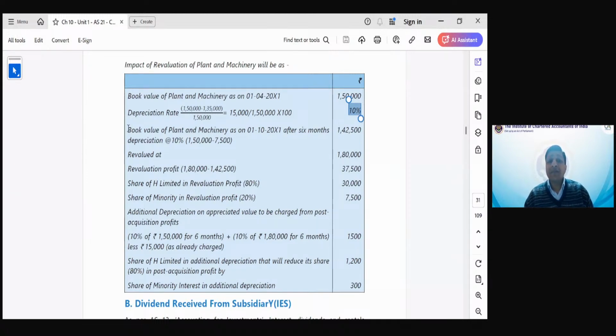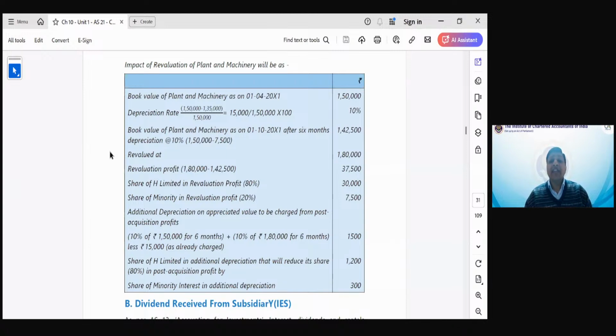Now, can we now depreciate this plant and machinery up to the date of acquisition? The answer is yes. Very simply, charge the depreciation up to 1st October. So what do you get? 1,42,500. Okay. Now, if you compare the WDV and the agreed value, the revalued amount, so what is the revaluation gain? It is 37,500. So this is the revaluation gain that you get. Correct?